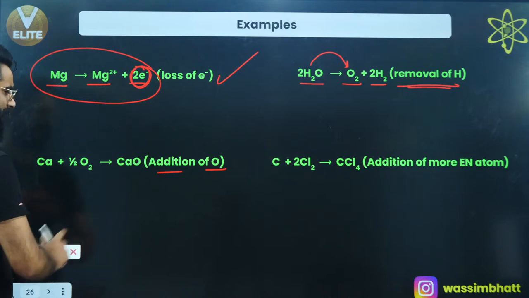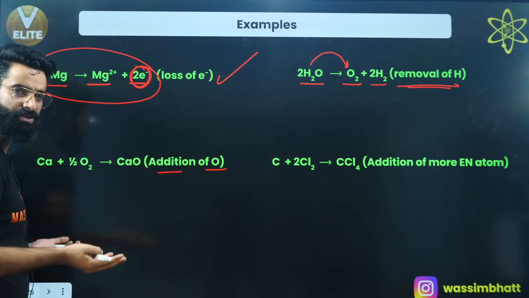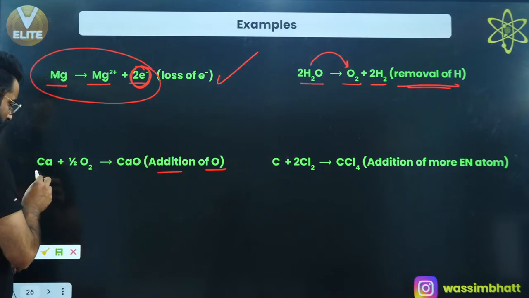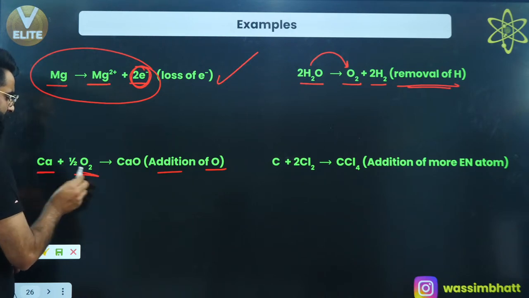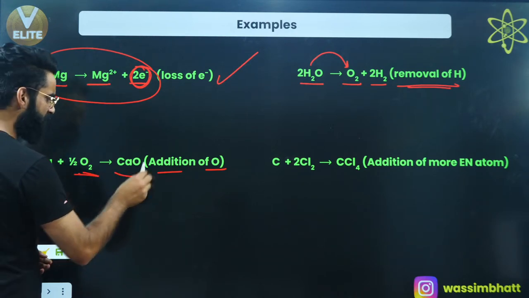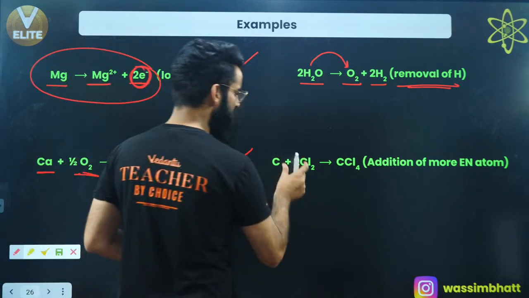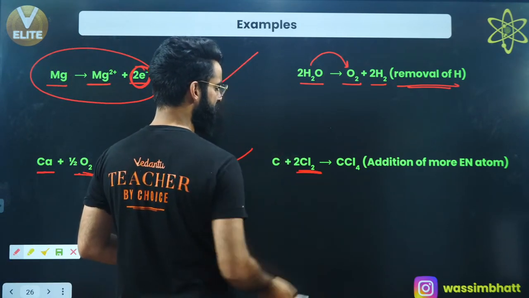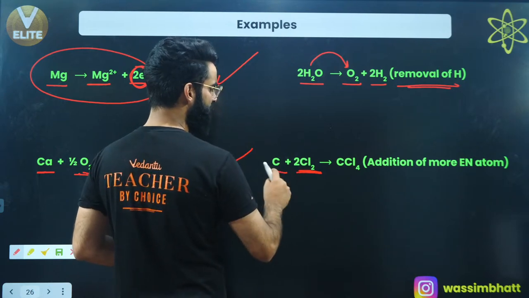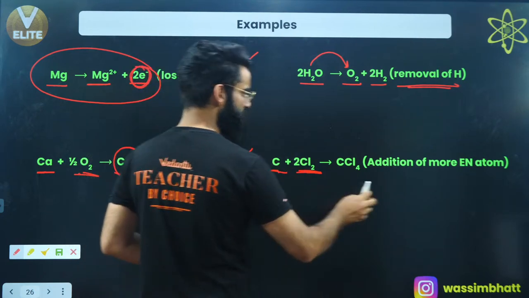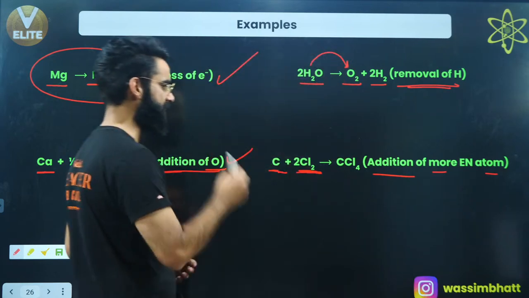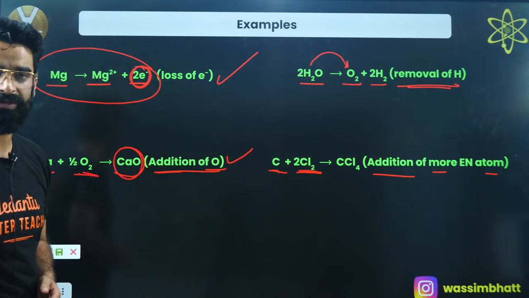Or you can say addition of oxygen directly. Addition of oxygen is also called oxidation. See, you're providing oxygen to this calcium, right? So addition of oxygen is happening, and addition of oxygen is also called oxidation. Similarly, addition of a more electronegative element, this chlorine is the more electronegative element. You're adding this chlorine to carbon, right? So addition of a more electronegative element also is what we call oxidation, right?